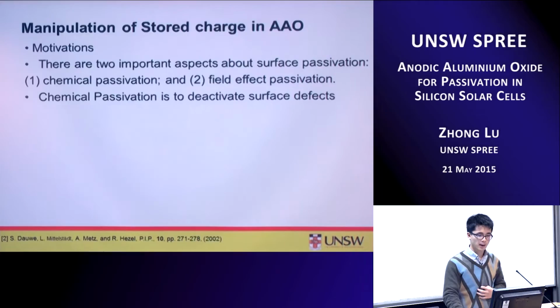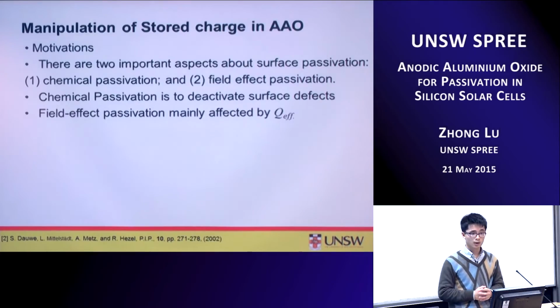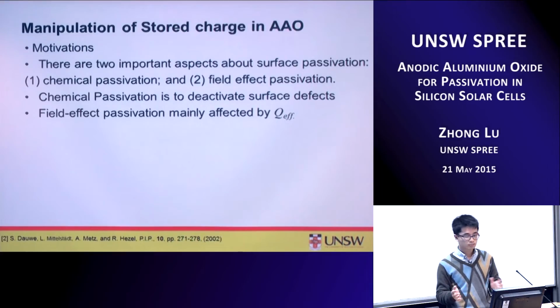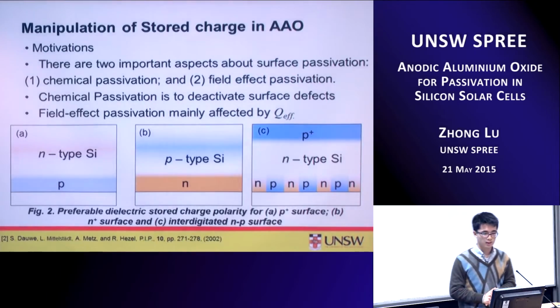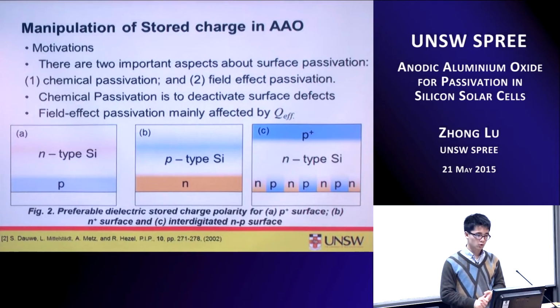And the other aspect is field effect passivation, which is achieved by inducing an electric field in the semiconductor by this stored charge, which I denote here as QEFF, the effective stored charge. It will induce an electric field that can change the carrier density at the surface, and so we can achieve passivation. And here are some examples where different stored charge can make a big difference in the surface passivation.